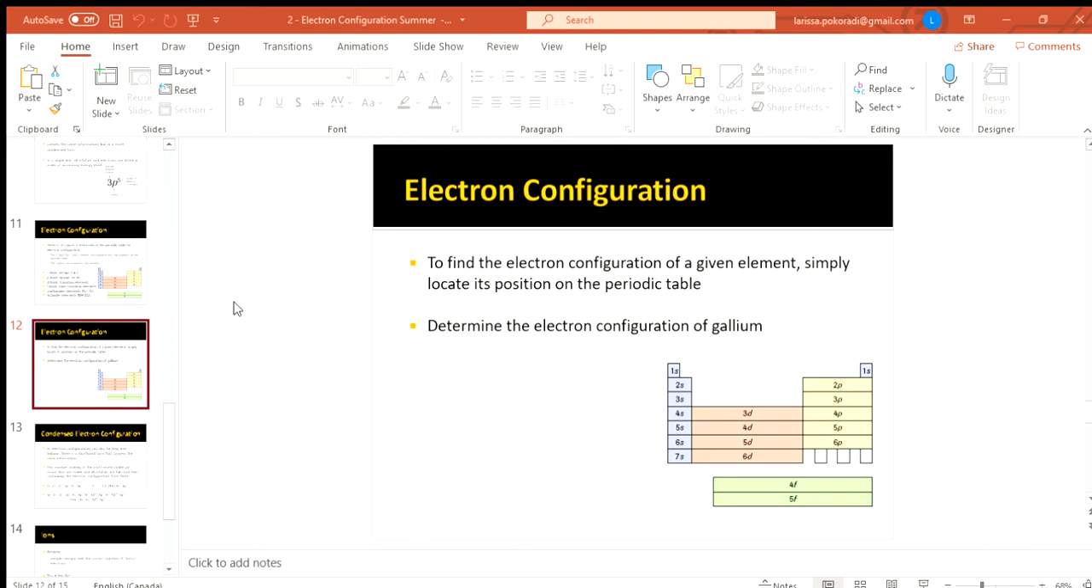4s2, and then we get to the d's. Remember, d starts at 3, so we'd have 3d10, we're filling all of them. And then here's our guy that we care about. So that was 2p, 3p, we're now at 4p1. So if I were to say that all over again, we'd write a big string of numbers and letters: 1s2, 2s2, 2p6, 3s2, 3p6, 4s2, 3d10, 4p1. So that would be the entire electron configuration of gallium.